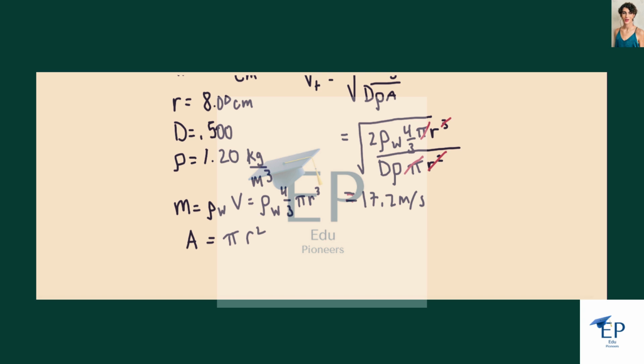Just going to double check my work. Times 4/3. Divide the whole thing by 1/2 rho. Yeah, 1.2 kilograms per meter cubed. Yeah, okay. Looks good to me.